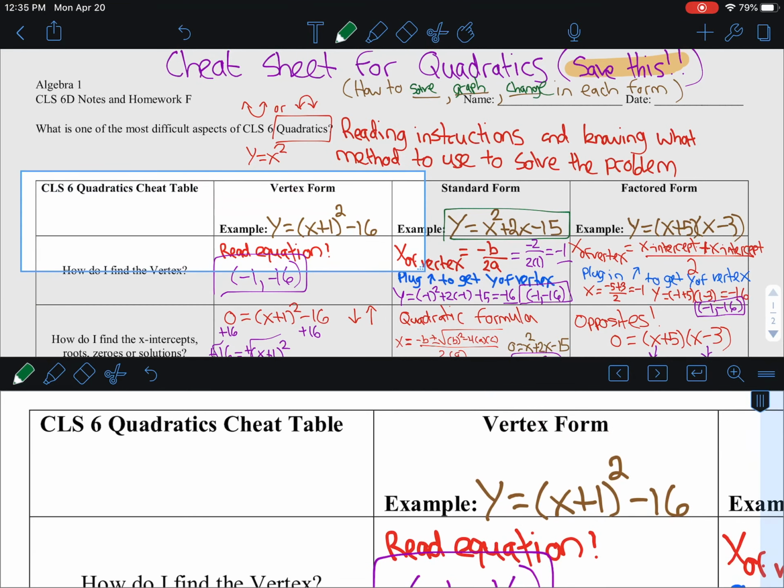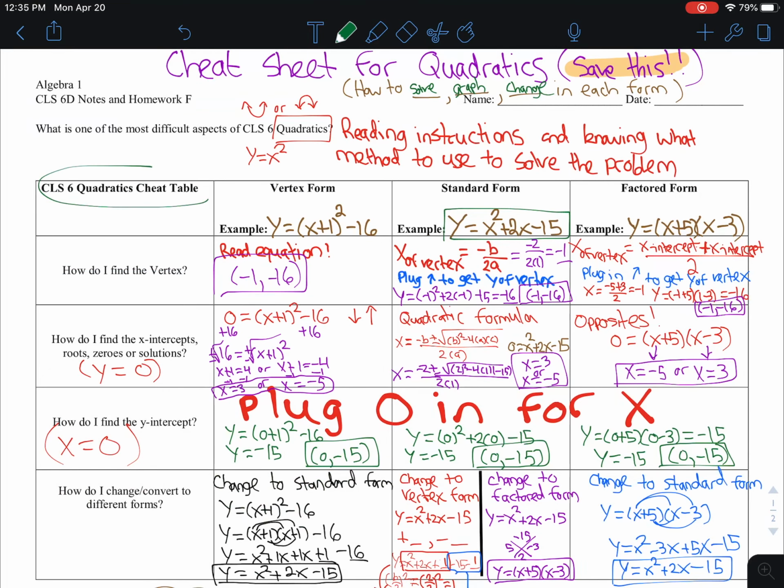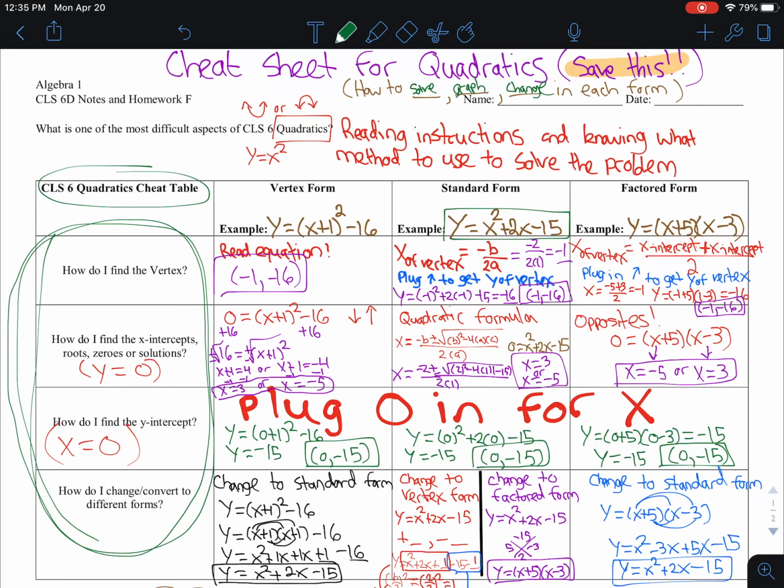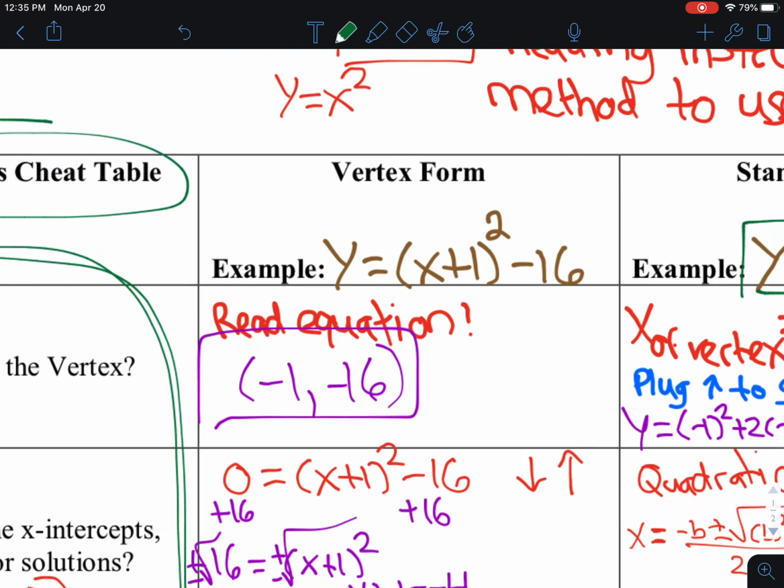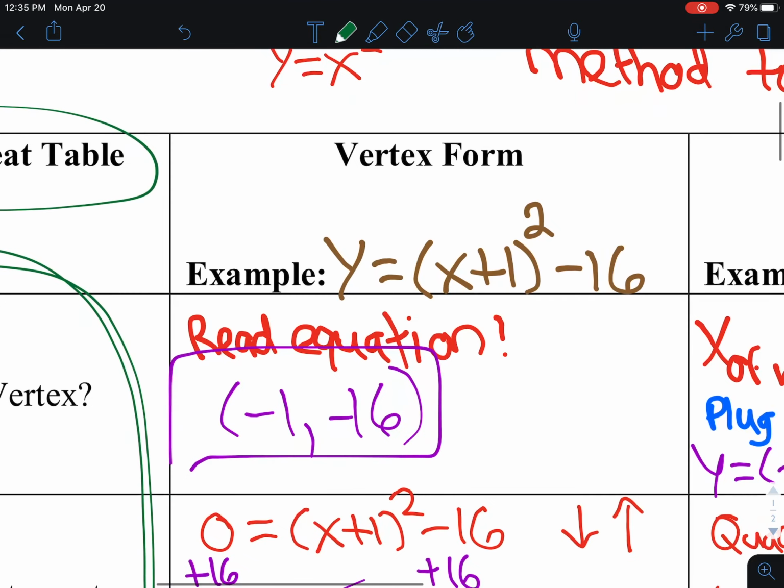Anyways, the way that this table works is the questions are on the left side here. So whatever question you get on the homework assignment or the test, you can just reference this, like, oh, I have to find the vertex of something in vertex form. So we'll begin with that. In order to find the vertex in vertex form, remember you do the opposite of x and then whatever numbers come afterwards. So in this case, it's just -1, -16. You just read the equation.